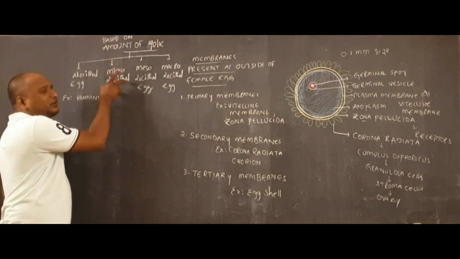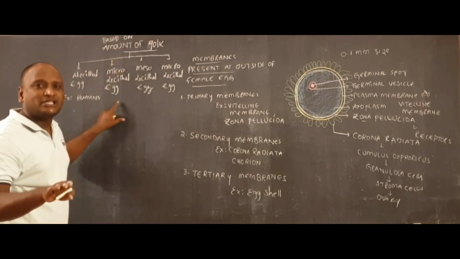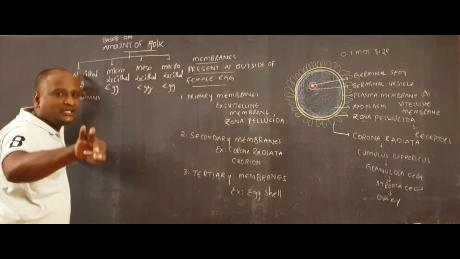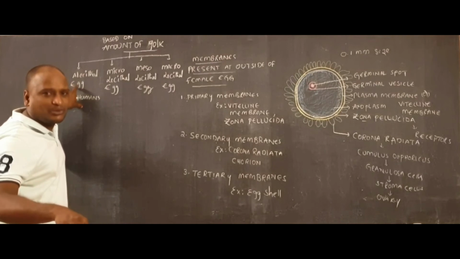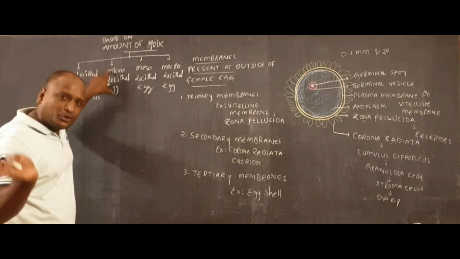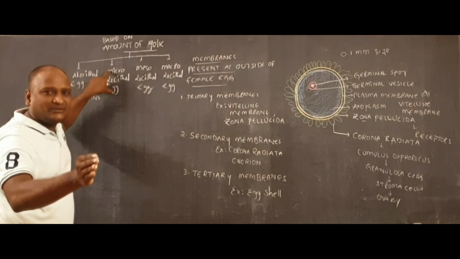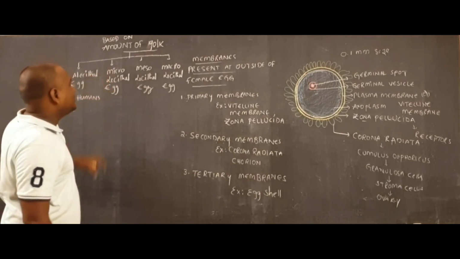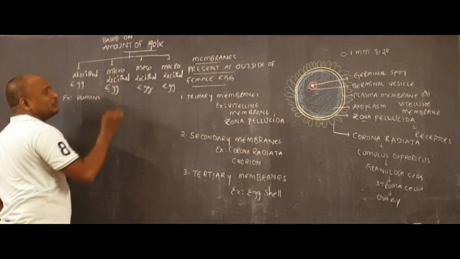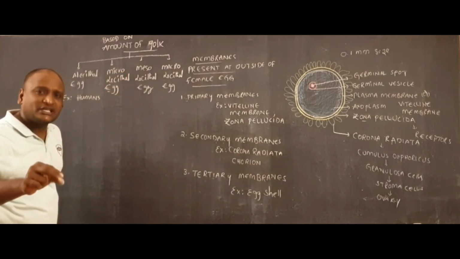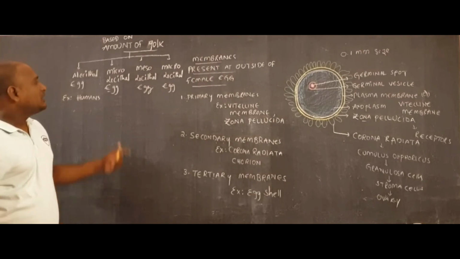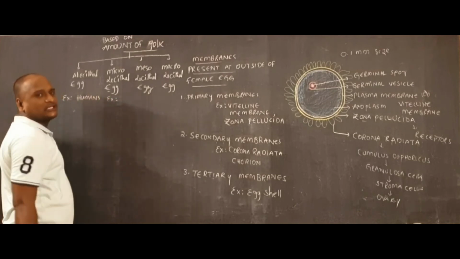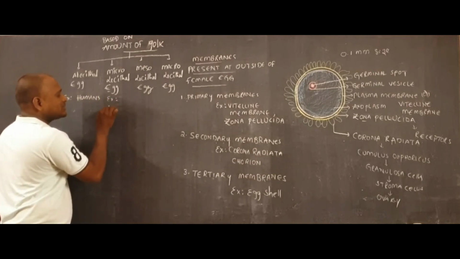And here, microlecithal. Here, there is a possibility that yolk material may be absent, or if present, a very small amount of yolk material is present. That's why these kinds of eggs are also called microlecithal. That means yolk material is present in a very small amount. An example for that is Amphioxus.